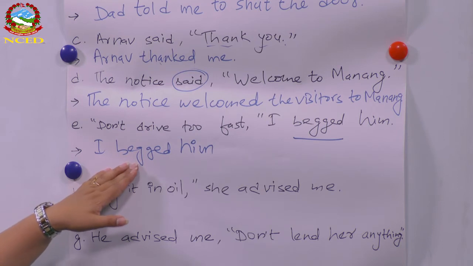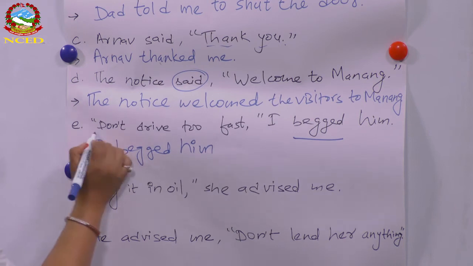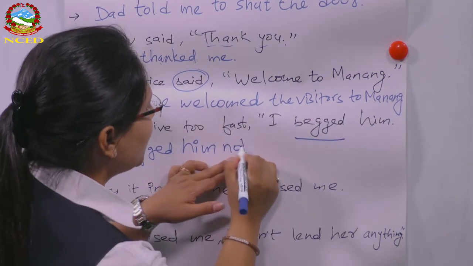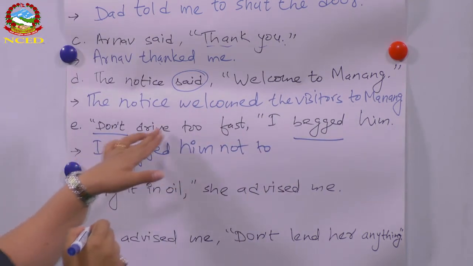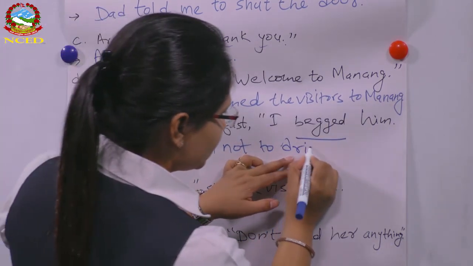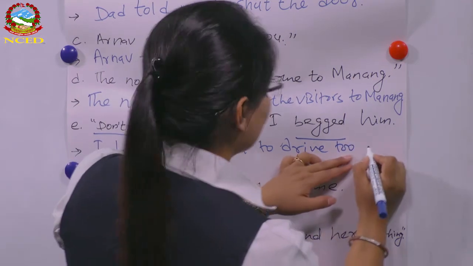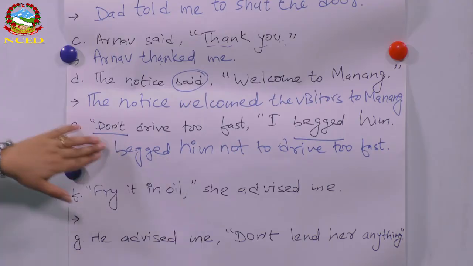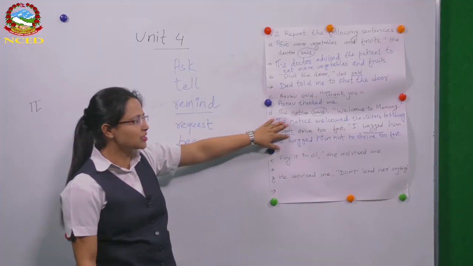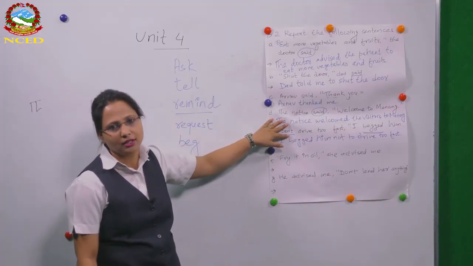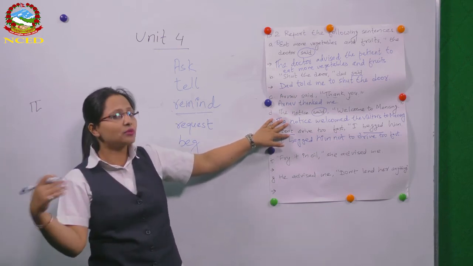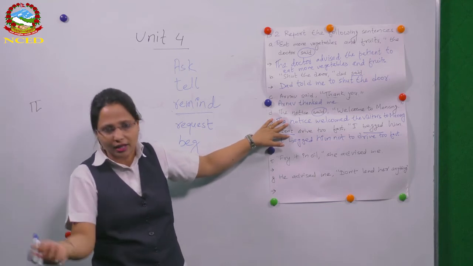Then what do we do? To or not to? Yes, this is a negative sentence, so we write not to drive too fast. Again, if you have a look at this sentence carefully, this is a kind of warning as well, isn't it? Don't drive too fast. Somebody is warning you. If you drive too fast, you may get an accident or something like that.